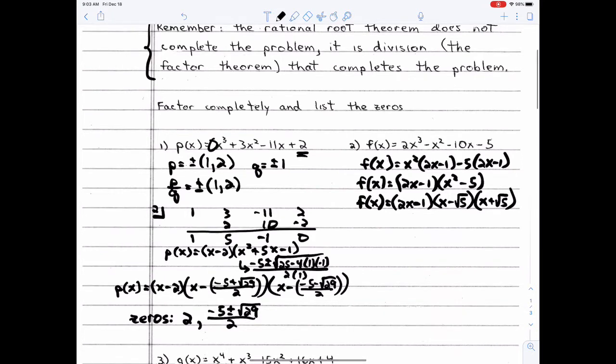Okay? And then what are the zeros? The zeros are 1/2 and plus and minus square root of 5. Okay? By the way, I want to point out something to you. Why is this called the rational root theorem? You know, the whole P over Q list thing? Because it only gives you possible rational roots. It's no good for irrational roots, and it's no good for imaginary roots, complex roots.